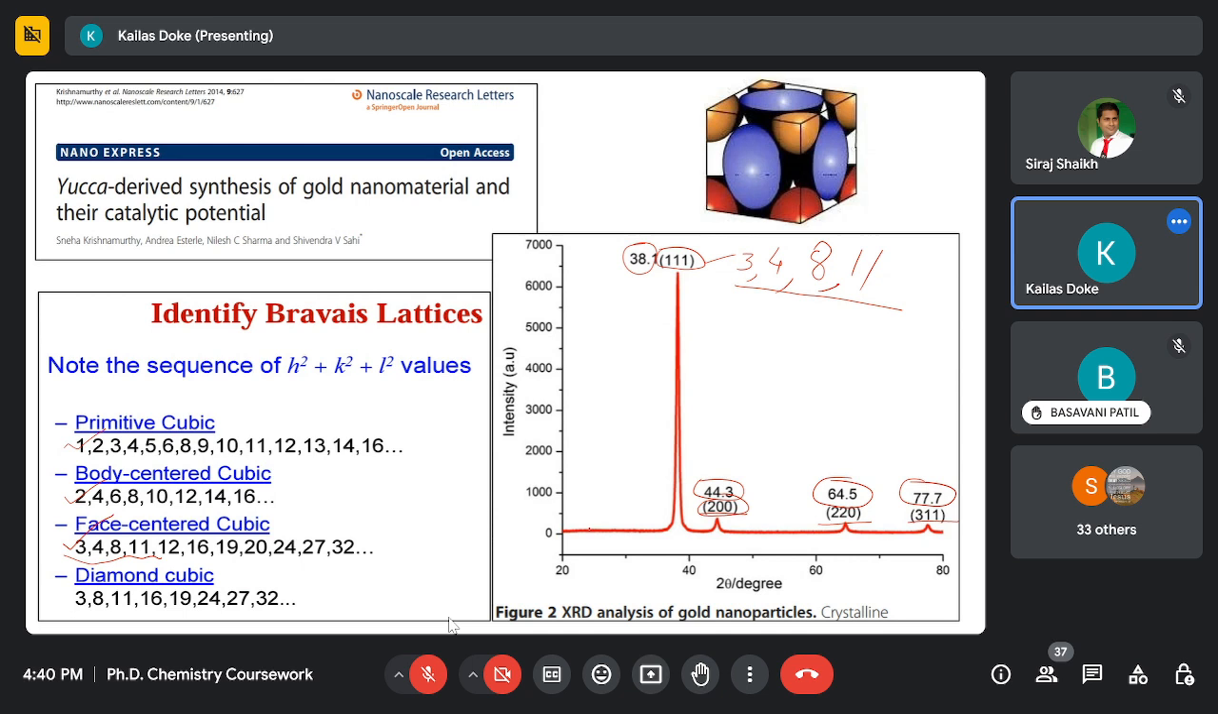Excuse me, sir. Hello, sir. Sir, are you presenting the XRD spectrum of the gold nanoparticles? Because we are not able to see the presentation on the screen. Okay, I'm presenting, that's why communication is not there. Just wait. It is visible, sir. Okay. Some students are not able to see it.